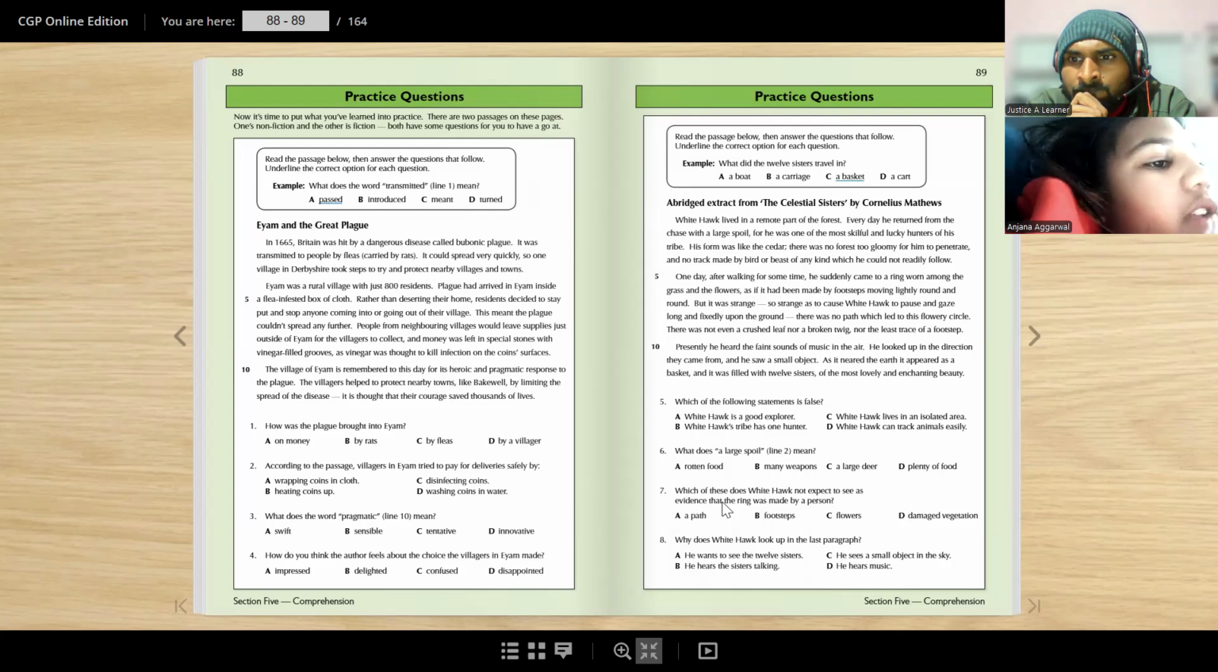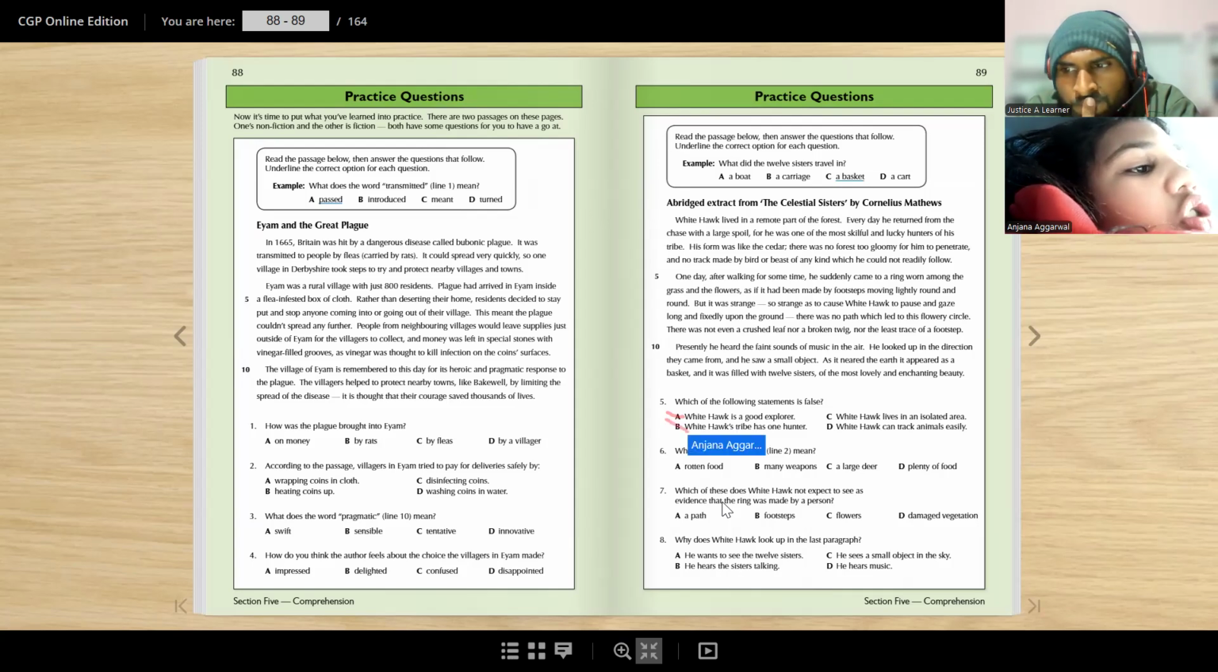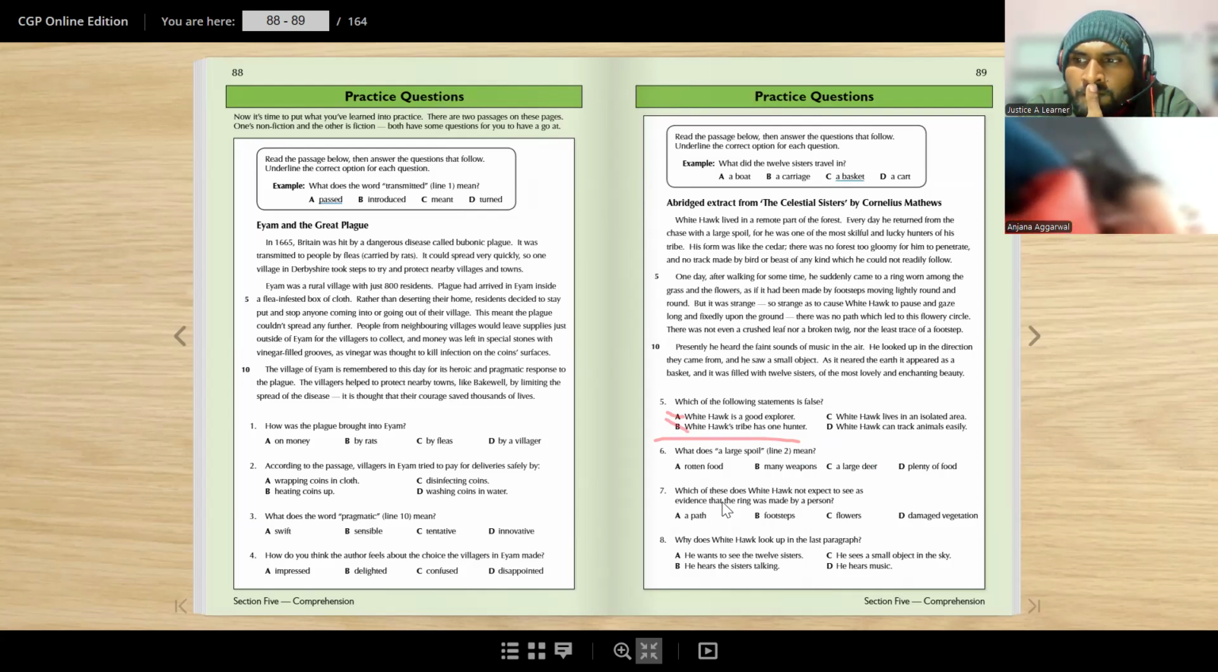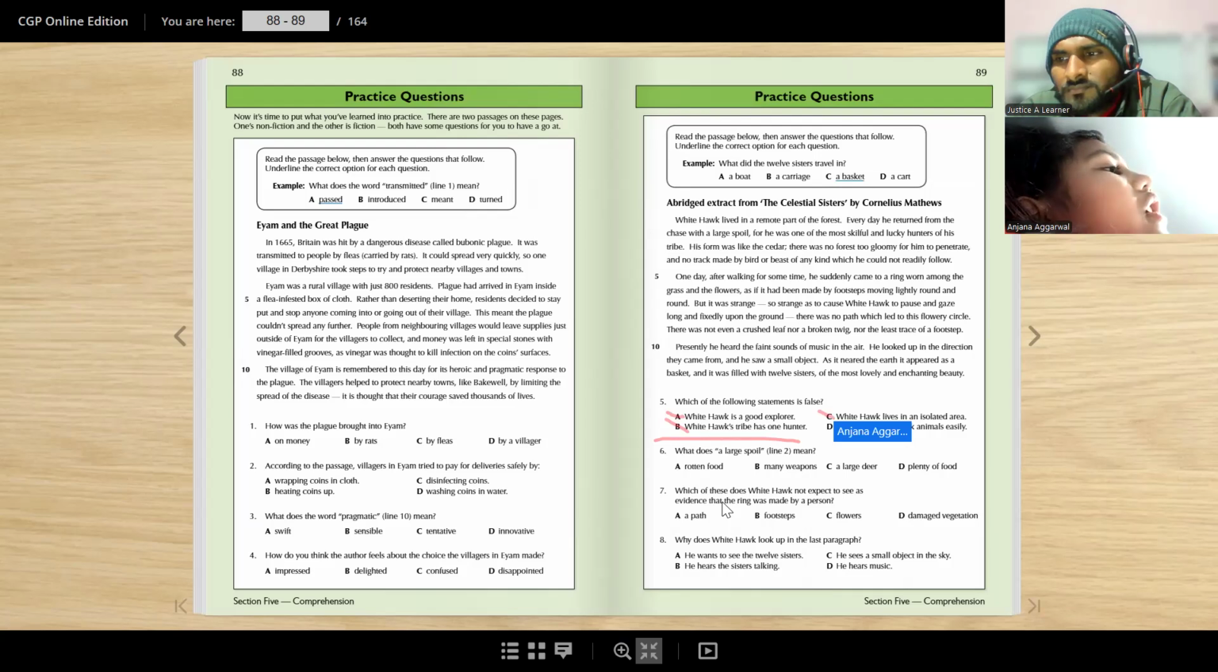Which of the following statements is false? White Hawk is a good explorer. White Hawk's tribe had one hunter. Could be actually. White Hawk lives in an isolated area. What does isolated mean? Isolated means there's nobody who goes there, like something which is aloof. Aloof, you understand? If you are aloof, it means you are likely to be alone. So isolated means alone or apart from other people. So that's not true because it says which is false.